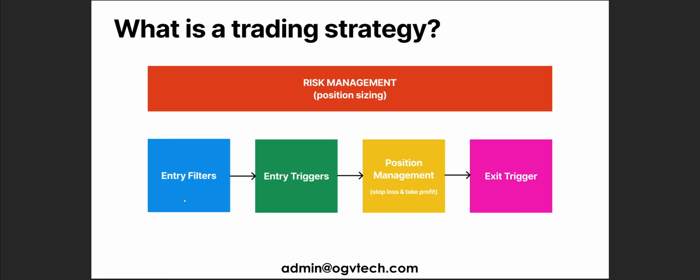So we have entry filters. What time of day are we going to trade? Are we going to trade during the New York session, overnight session? When are we going to trade? That's a type of entry filter. There's also other types of entry filters, such as, are we above VWAP? Are we below VWAP? We can filter out certain conditions to know when we'll consider possibly getting into a trade or not.